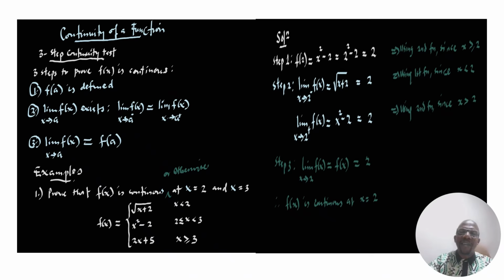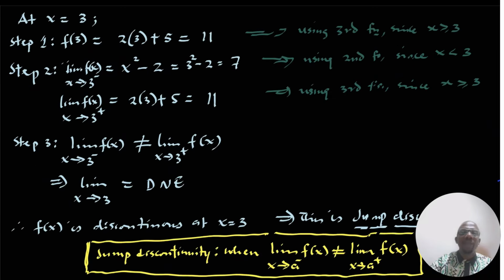Since f of a exists and the limit of f of x as x approaches 2 from the right side and left side is also equal to 2, that means there is continuity at x equals 2. What of at x equals 3? It's a different ball game here.